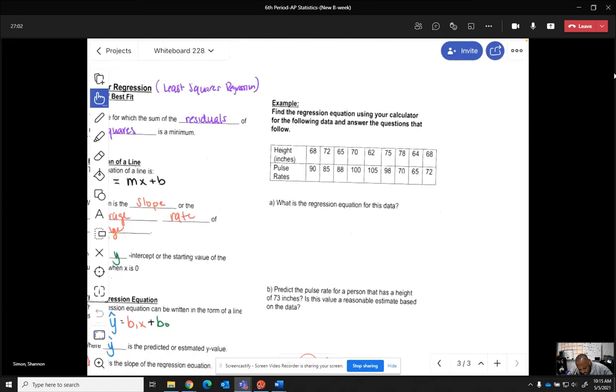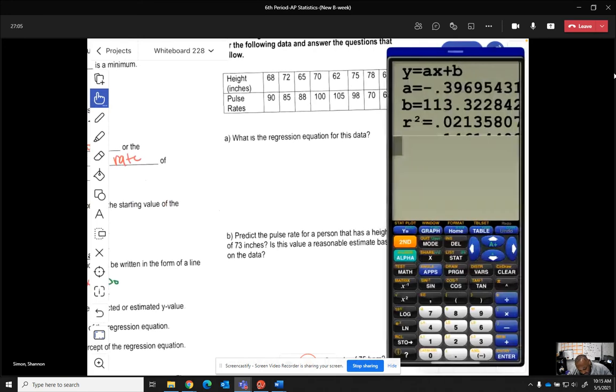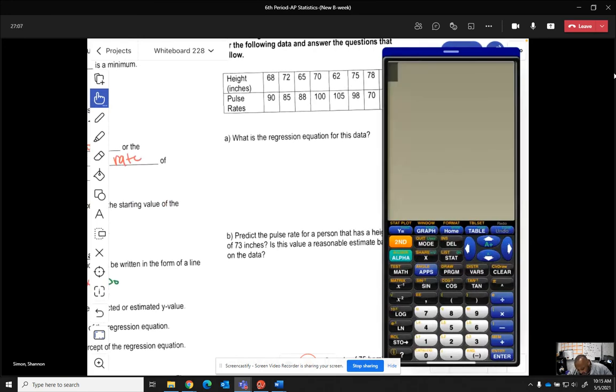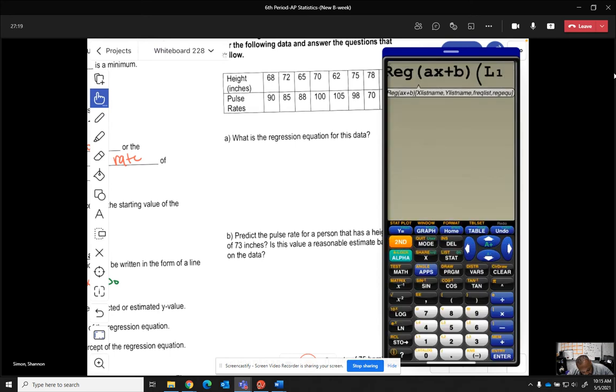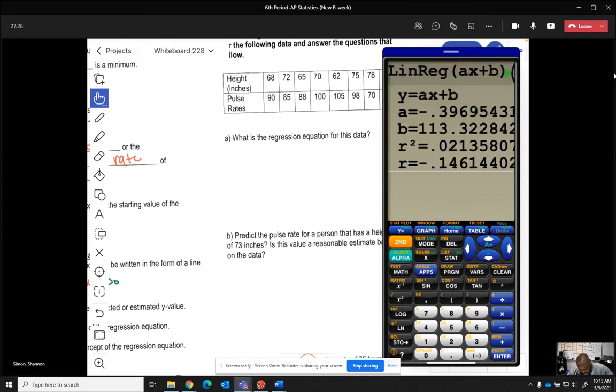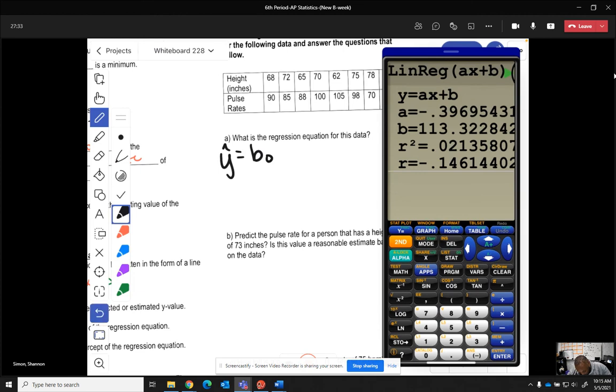And so to do that, here's what we're going to do. We have the same data here. We're going to go ahead and find the least squares regression line again. You do it just like you're doing the actual correlation. So we're going to go stat, calc, number, linreg ax plus b, L1, comma, L2. When I do that, I get a and b. So the equation is written as y equals ax plus b. Remember, we write our equation y hat is equal to b1x plus b0.